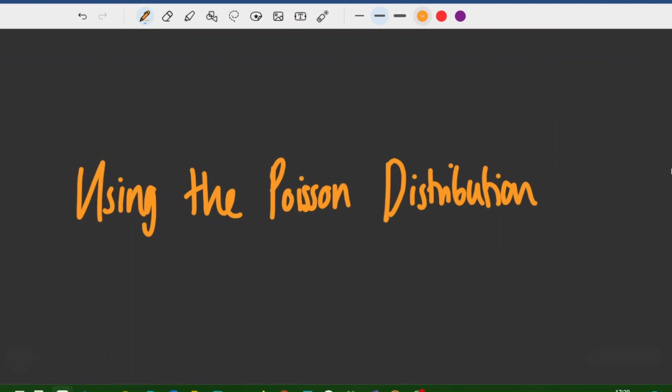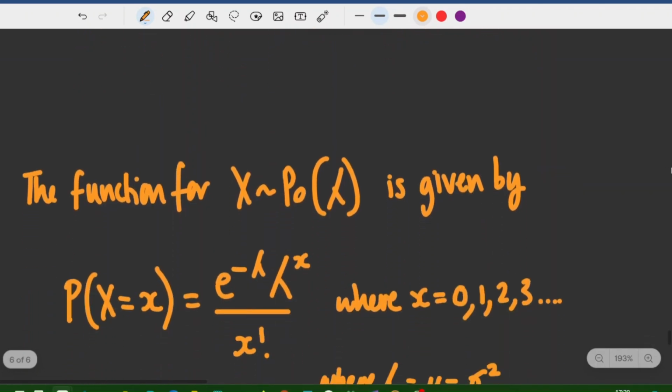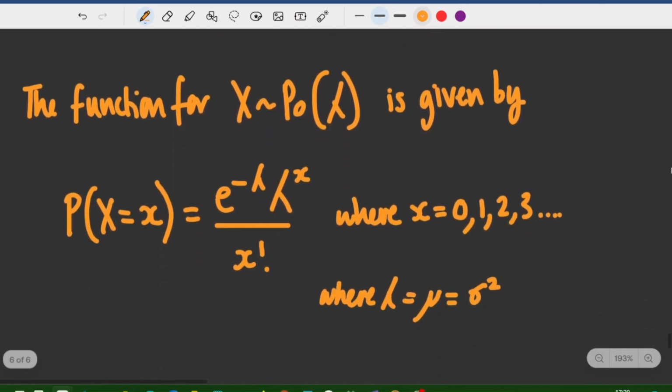In this video, I'm going to be walking through how to use the Poisson distribution. The function for the Poisson distribution is given by this, and x can equal any number and there's no limit. And this means the parameter lambda is equal to the mean, which is also equal to the variance.